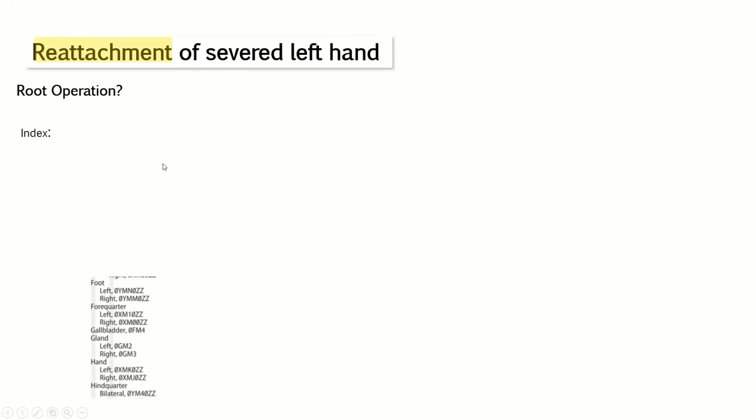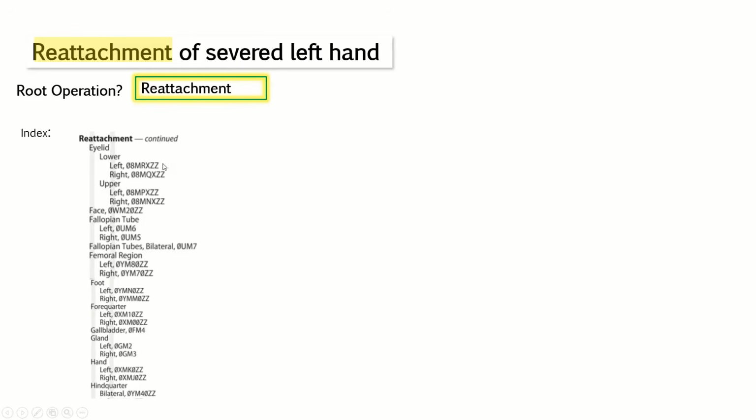Reattachment of severe left hand. All right, coders, what is the root operation? If you said reattachment, outstanding. Reattachment is your root operation, so we're going to look in the index.